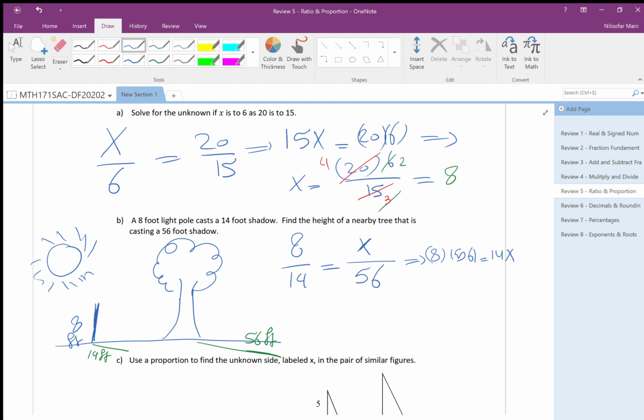Or I can say I divide both sides. Yeah, so just with 14. Okay, so x is 8 times 56 divided by 14. Can I cancel this and this? Yes, 4. Can I cancel? This one I have to say 7. Oh, oops, I can change.